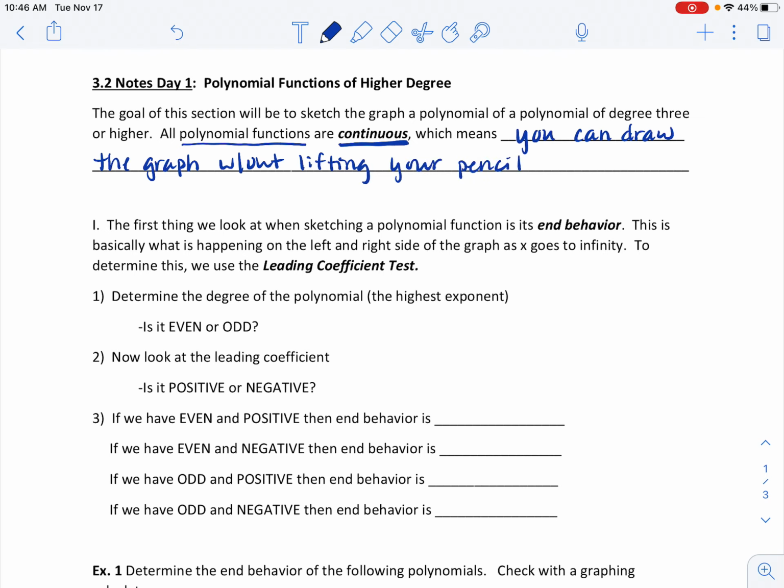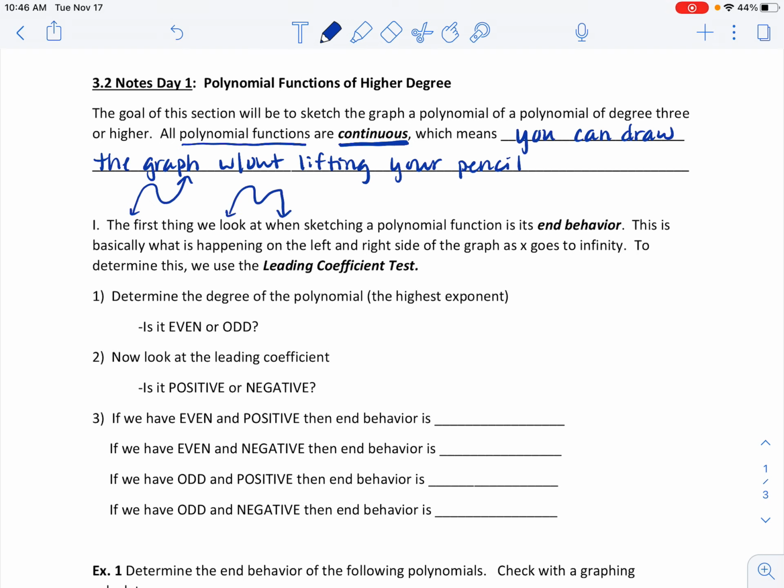Okay, so something like this would be a continuous function. Let's say I drew something like this, right? I drew that without lifting my pencil. Or you could do something like this. That is a continuous function. I drew that without lifting my pencil.